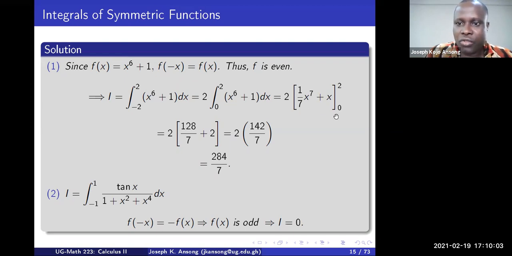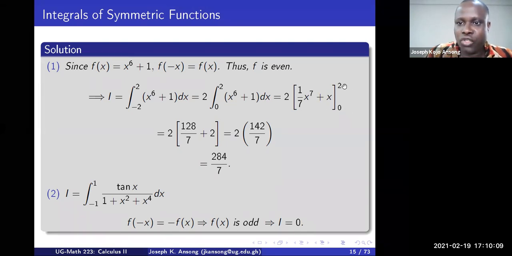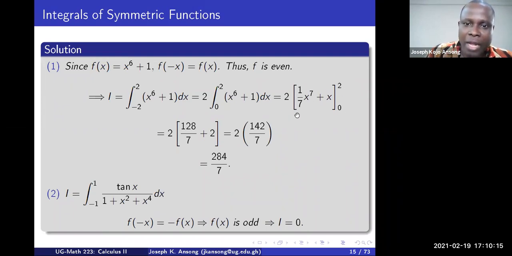Now, it's much easier to do it this way because when I plug in 0, everything goes to 0. So I just need to evaluate at 2 instead of at 2 and then negative 2. That's why this is much easier. So you plug in your numbers and you end up with 284 over 7. Great. And then we want to do this.